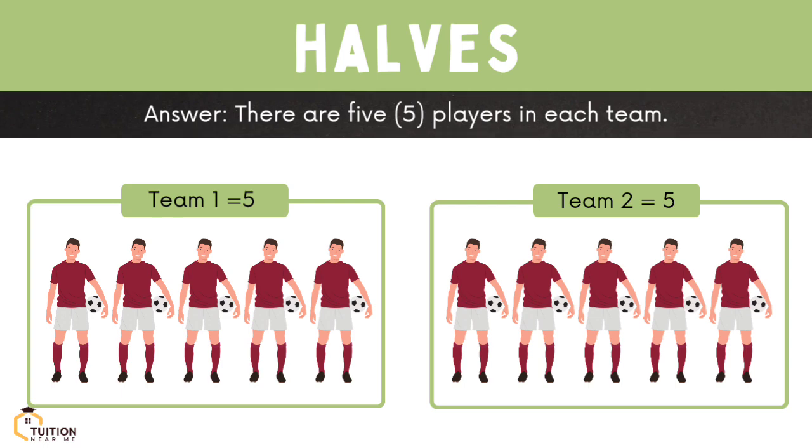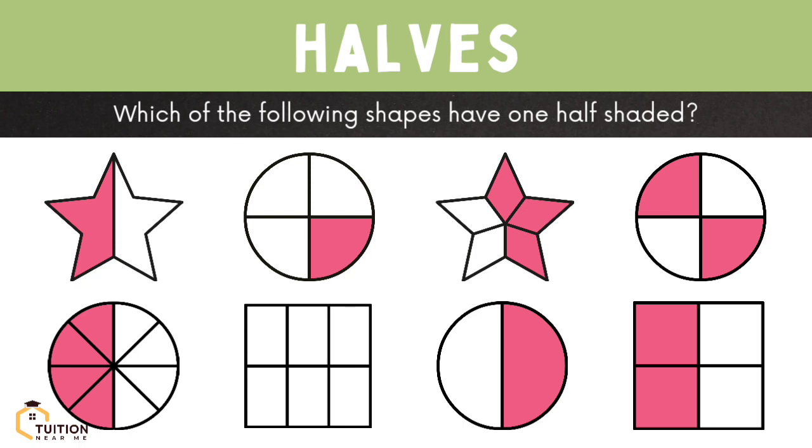In fraction terms, each team is expressed as 5/10. 5 is the numerator, the number of the parts of the whole. 10 is the denominator, the total number of students. Now, let's look at some more examples. Which of the following shapes have one half shaded?